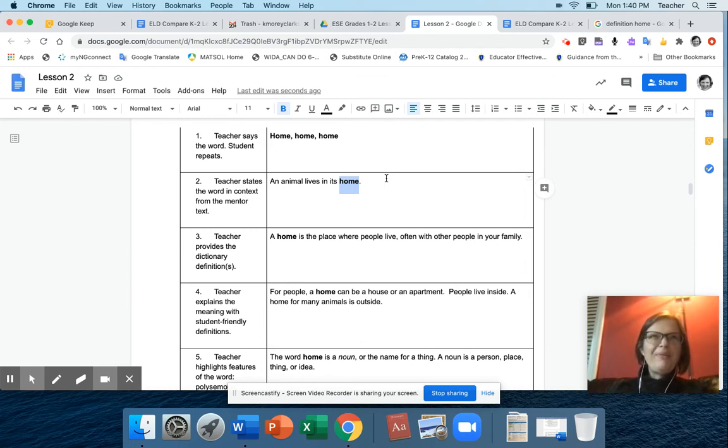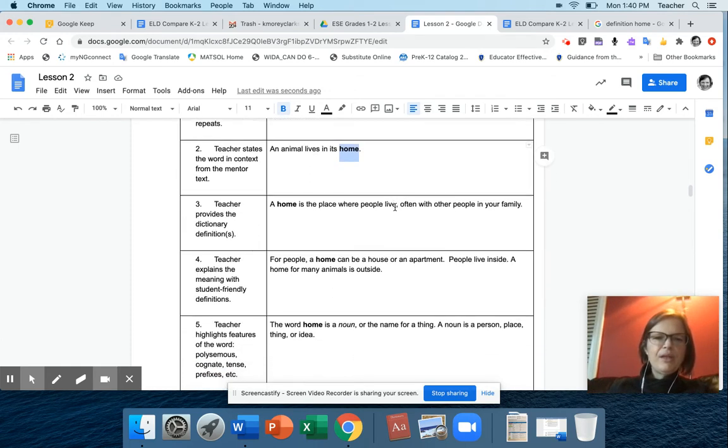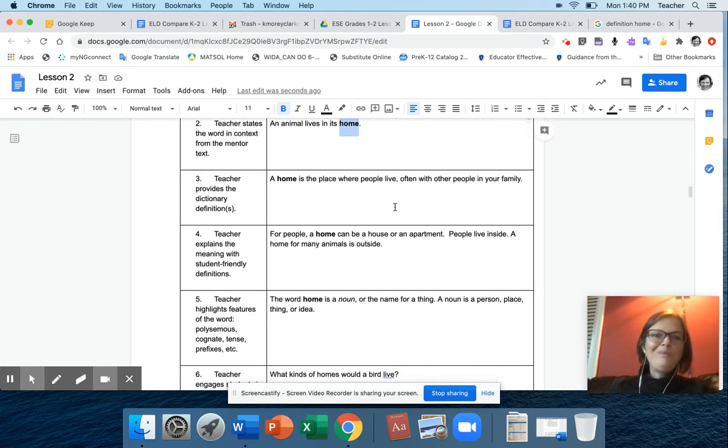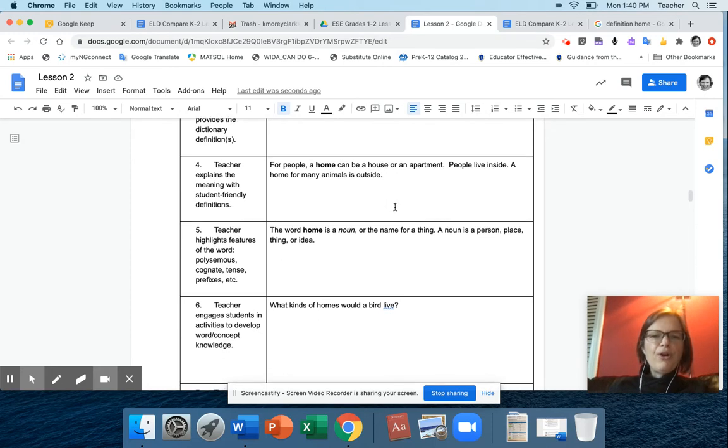What the dictionary says is a home is the place where people live, often with other people in your family. And then I'm going to explain what that means. For people, a home can be a house or an apartment. People live inside. A home for many animals is outside. The word home is a noun or a thing. A noun is a person, place, thing, or idea.